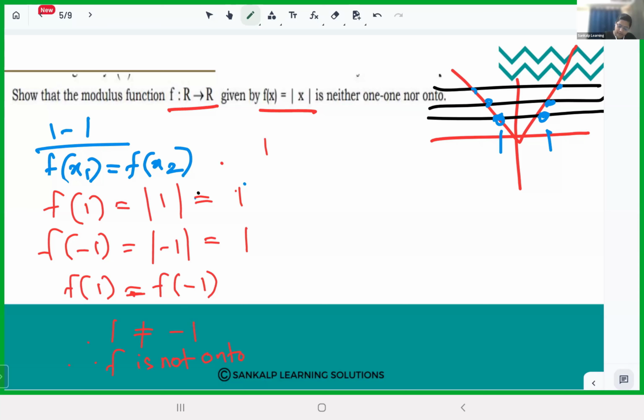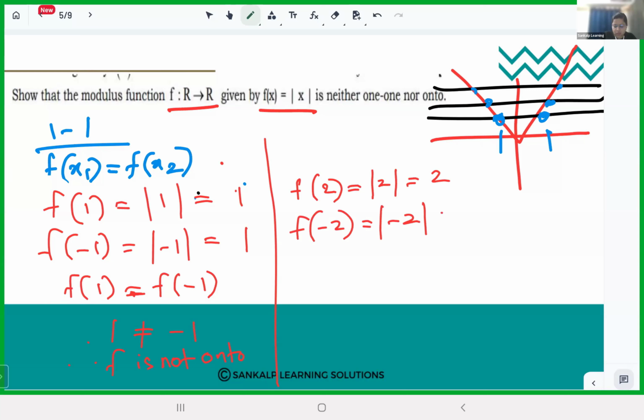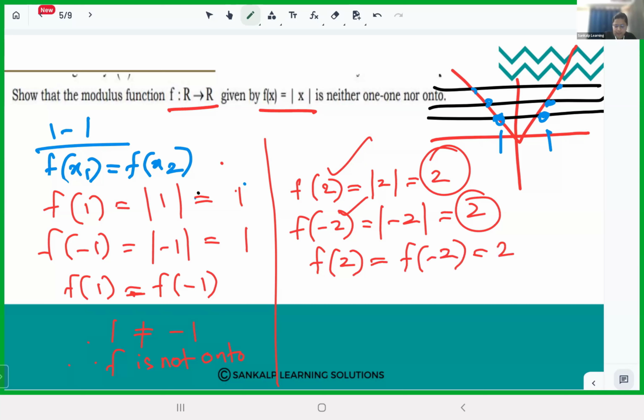Similarly, we can find different elements like this. If you take f of 2, what is f of 2? Modulus of 2 is equal to 2. What is f of minus 2? f of minus 2 is nothing but modulus of minus 2, that is also 2. Here you are considering two distinct elements, and you are getting the same image, which means it is not 1-1. Here you can see that f of 2 is equal to f of minus 2, that is equal to 2, but 2 is not equal to minus 2. Therefore, f is not 1-1. You can take any example like this. Just in order to prove that it is not 1-1, you just need a counter example.